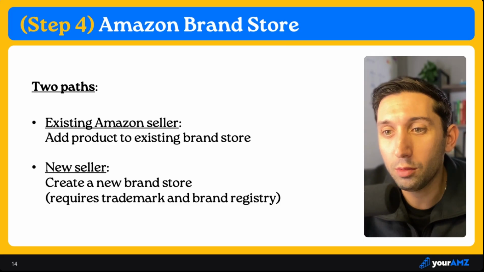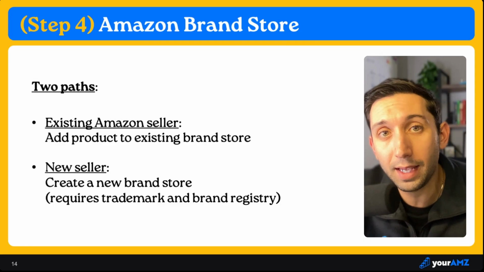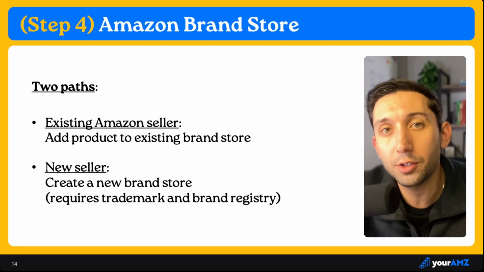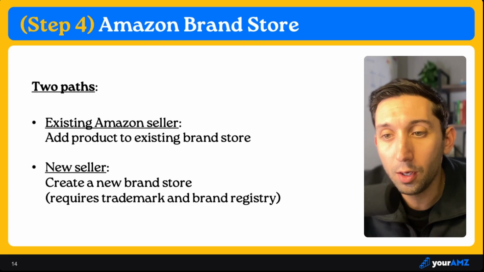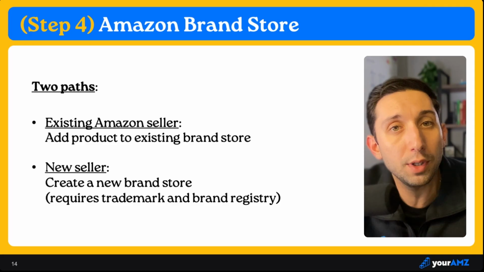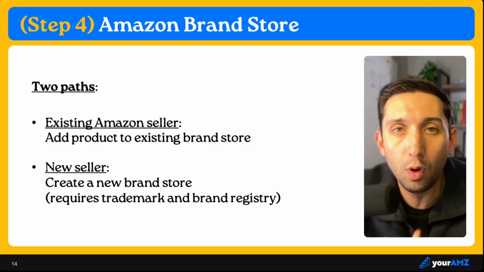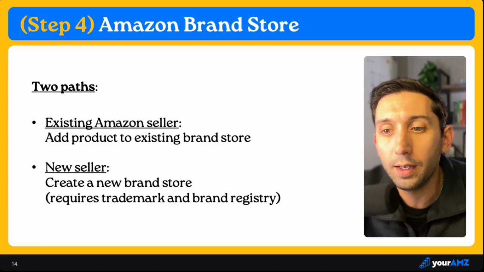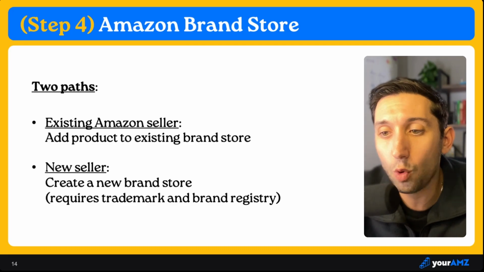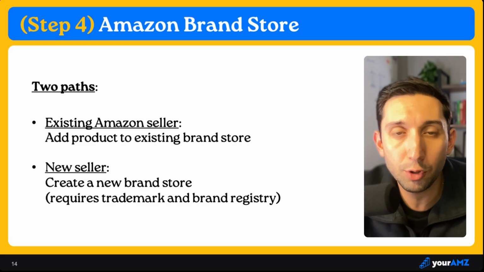So there's 2 paths, right? You could be an existing Amazon seller, if you're watching this video, launching a new product. You want to simply add your product to the existing brand store that you've created. Or you're a new seller launching your first product, or maybe you're an existing seller who doesn't have a brand store, in which case you want to create a new brand store and add all of the products that you have on Amazon to that brand store. This does require a trademark and brand registry to create that.